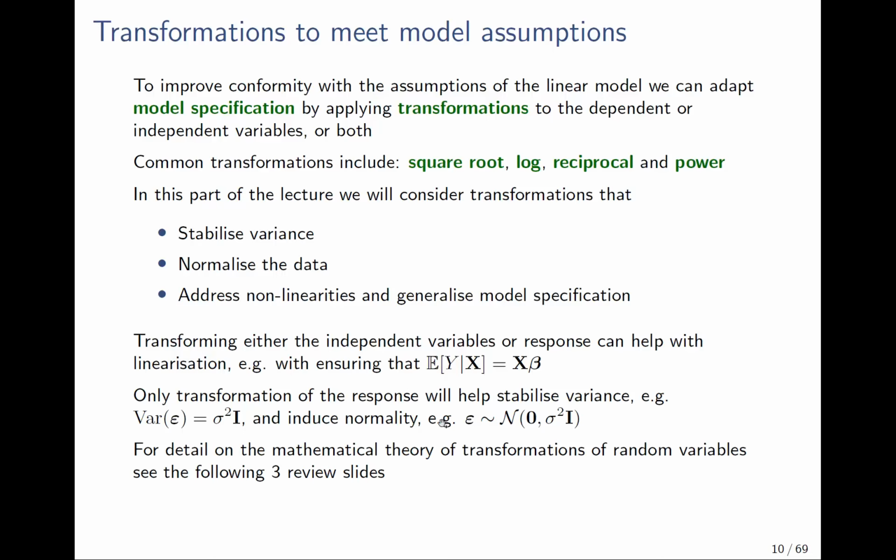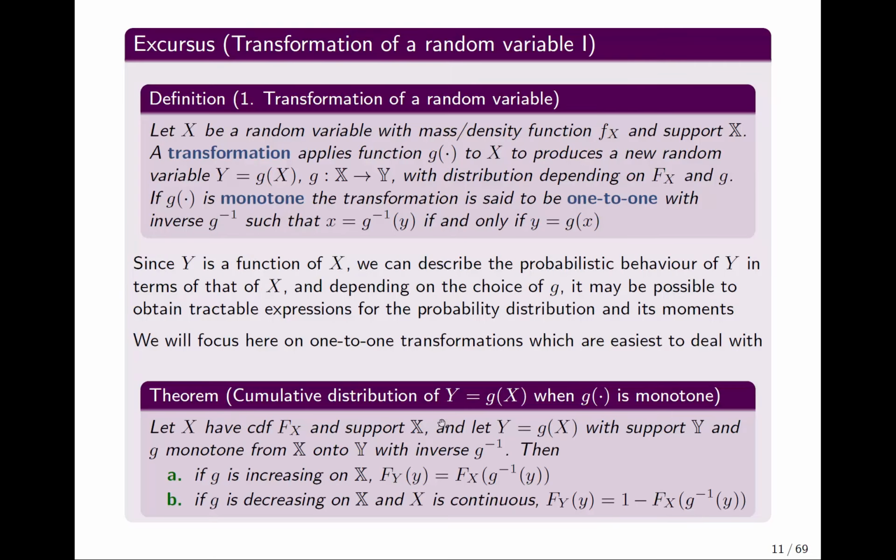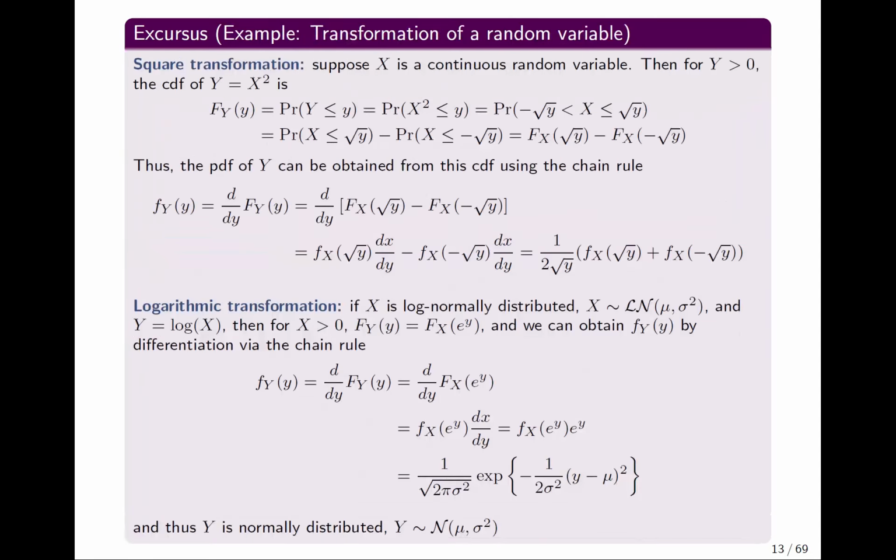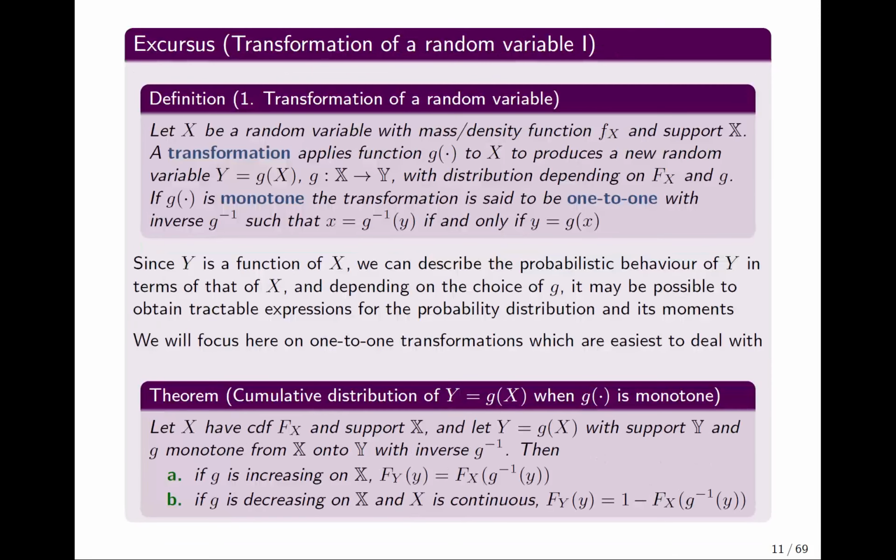Now, I've included some theory, and I've called this an excursus because it's not essential for the course, but I've put it here for those of you who want some background mathematical detail on how the transformation of a random variable relates to the mathematical properties of distributions, if you like. As I say, not essential, but for some of you, it will give you a solid understanding of what a transformation is. So we've simply got three slides, and let me just take you through at a high level what these are saying so that you understand the main idea.